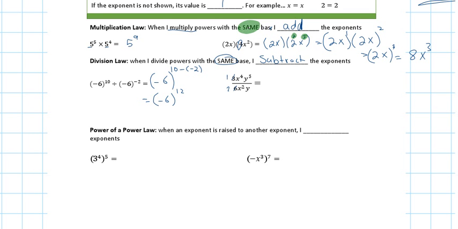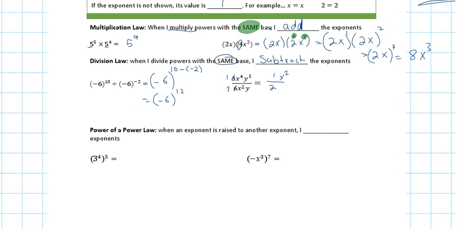How about when I do x to the 4 divided by x squared? What do I do? Subtract the exponents. So 4 minus 2, that's x squared. Where do I put it? x squared on top. How about y to the 5 over y? y to the 4. y to the 4, right? On the top as well.